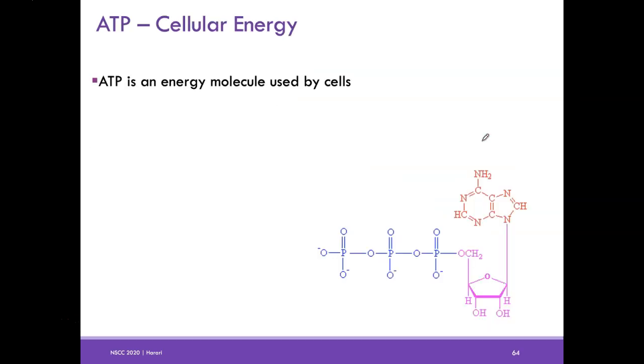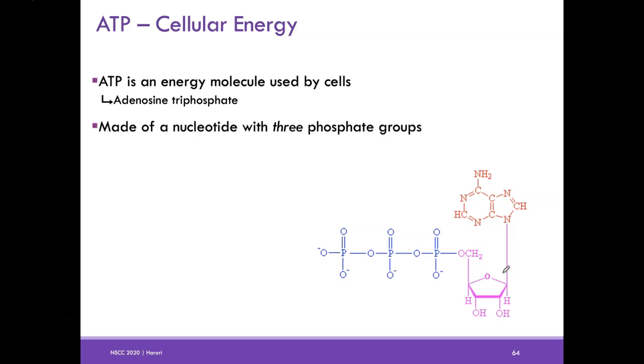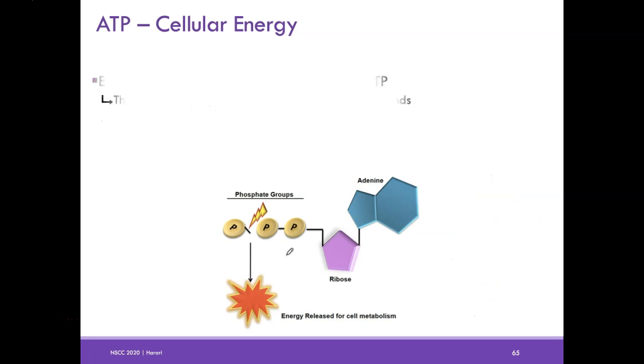ATP is an energy molecule that you've heard about before. It's the energy currency of the cell. ATP stands for adenosine triphosphate. It's a special nucleotide because it has a sugar. It's a ribose sugar. It has a base. It's an adenine base, an A. But instead of one phosphate group, like a normal nucleotide, it has three phosphate groups.